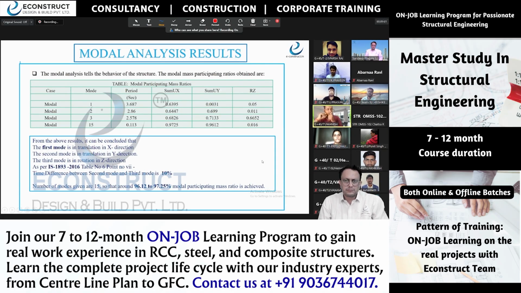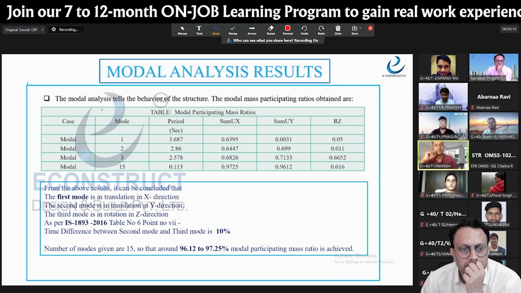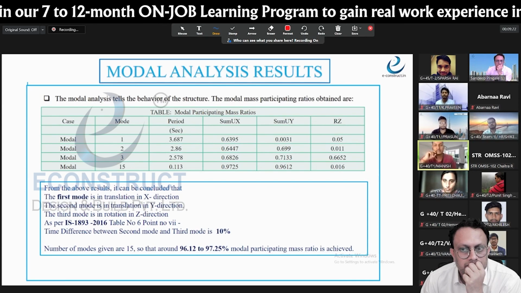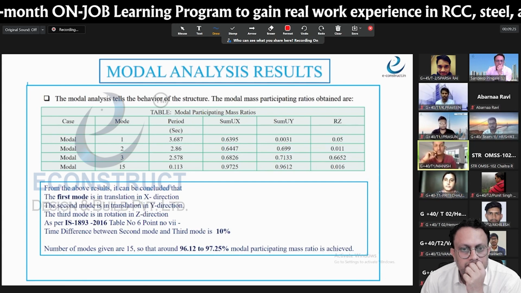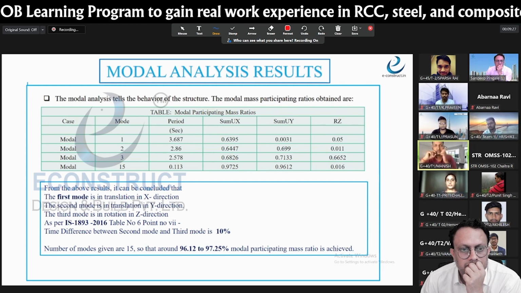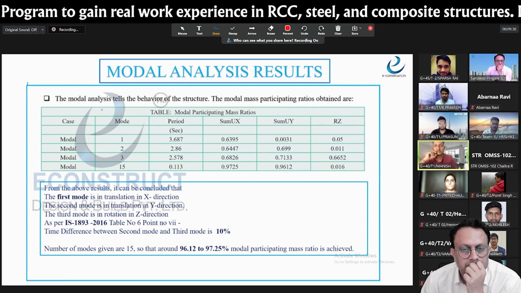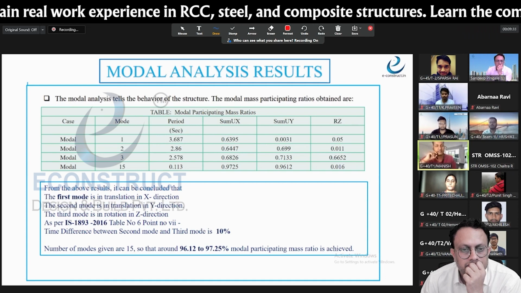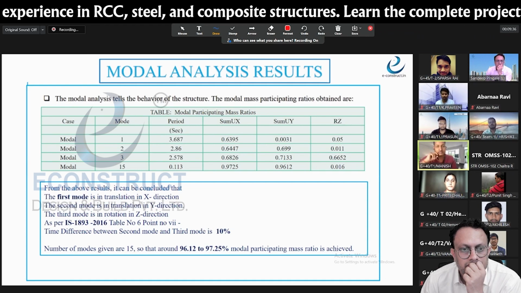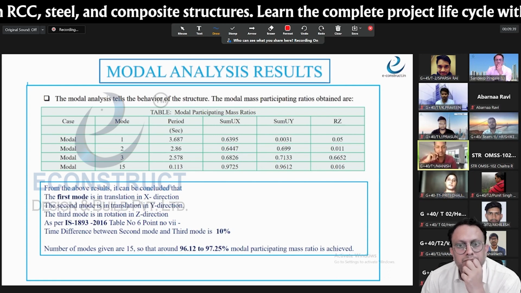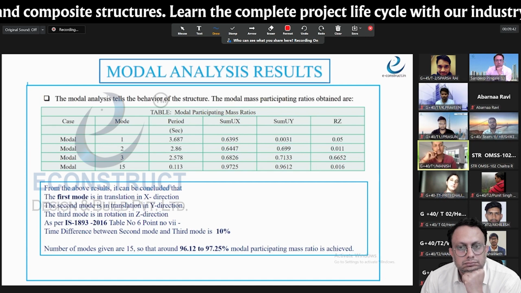And this is the modal behavior of our structure in which the fundamental time period is 3.687, and the rotation we have got in the first mode is 5%, and for the second mode we got up to 1%, and the last mode is 15, and we got the total sum UX and sum UY up to 97%, and the time period difference between second mode and third mode we got 10%. Next slide.